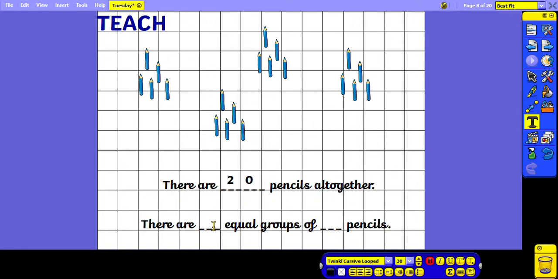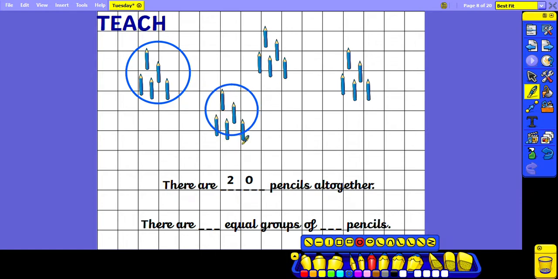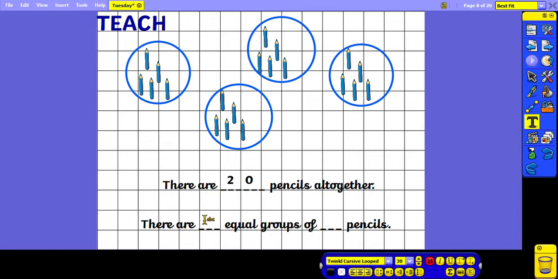Now I need to work out how many equal groups there are. So I've got one group here, 2, 3, 4. So there are 4 equal groups of 5 pencils because there are 5 pencils in each one.